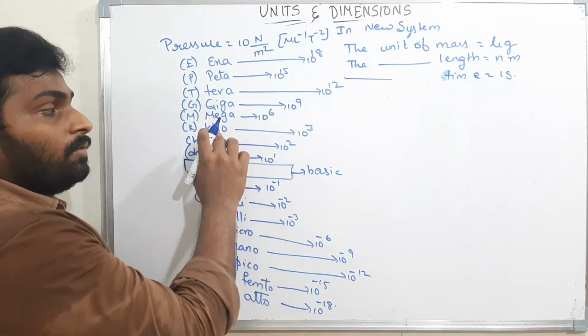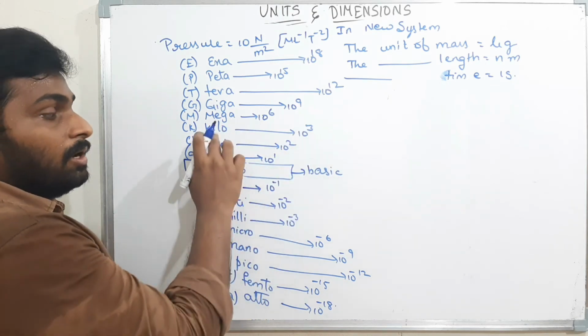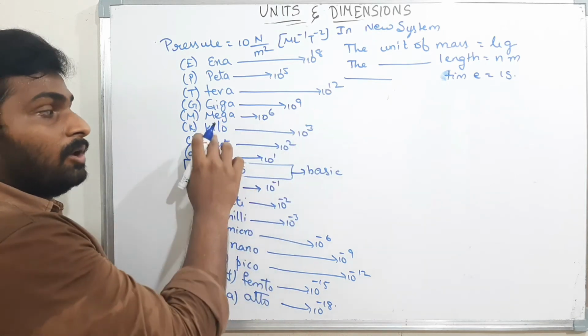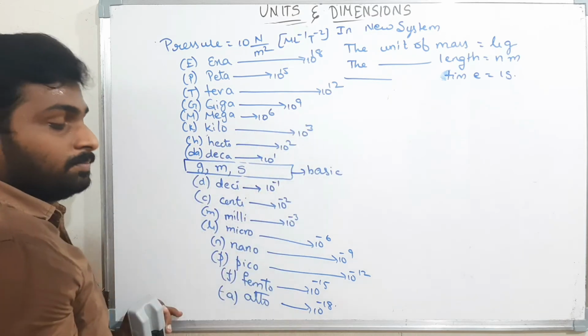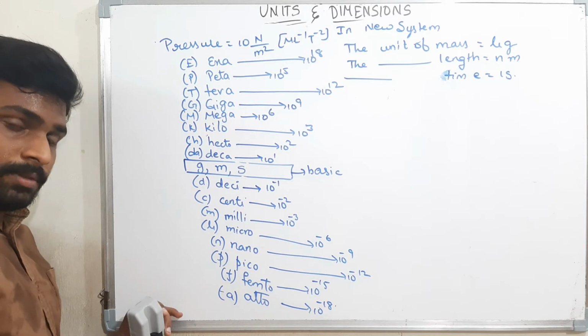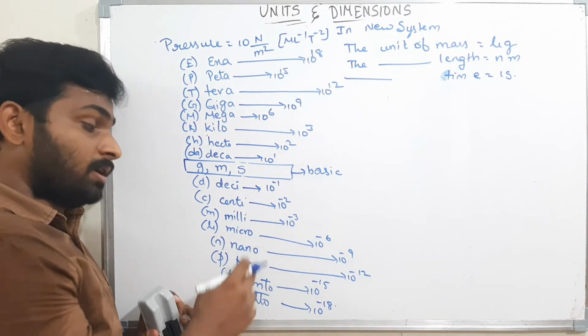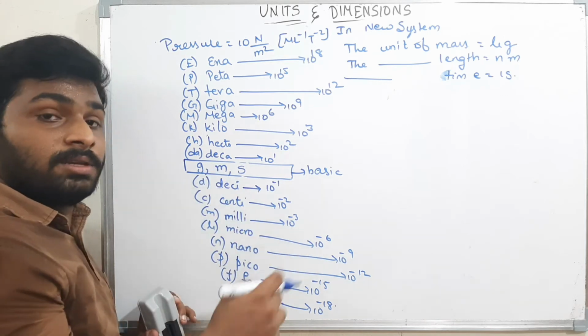Now, what is the meaning of 1 kilo? Kilometer means 10 power 3 meters. Kilogram, 10 power 3 grams. Kiloseconds, 10 power 3 seconds. Next, 1 microsecond means 10 power minus 6 seconds. 1 microgram is 10 power minus 6 gram.